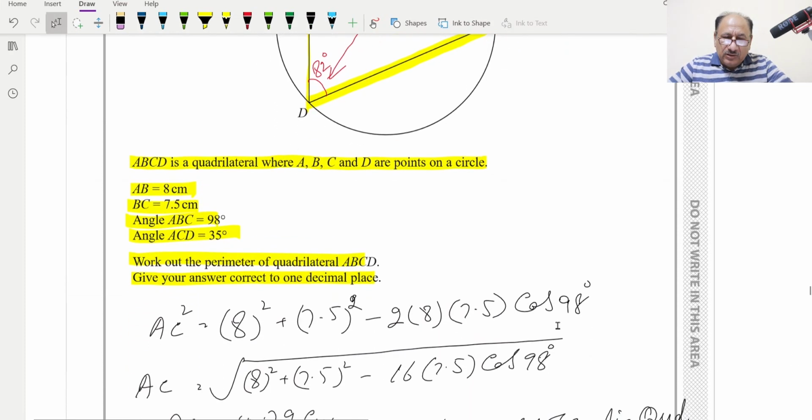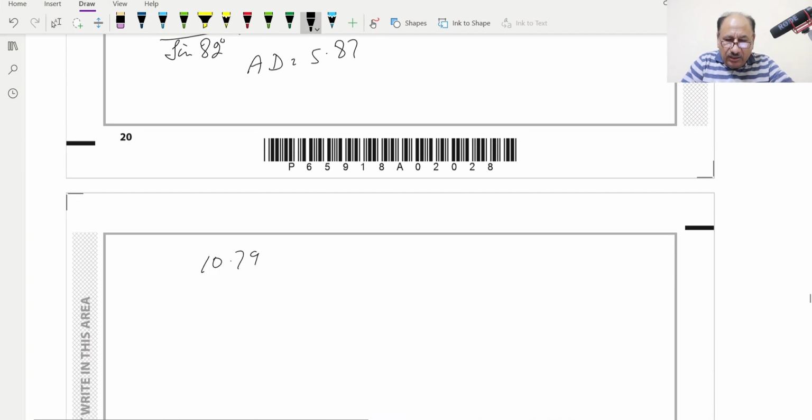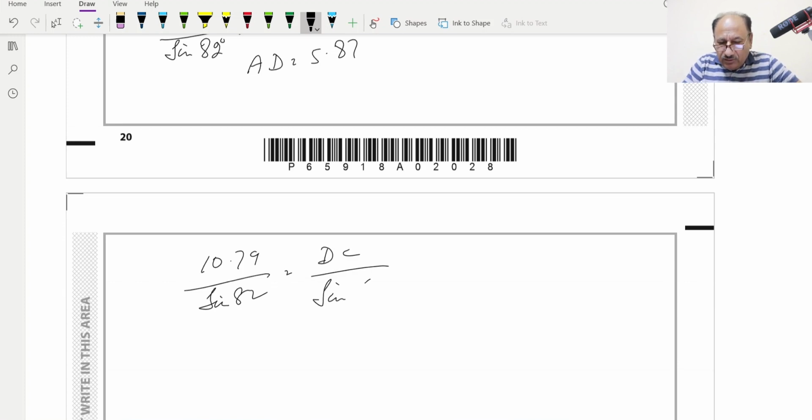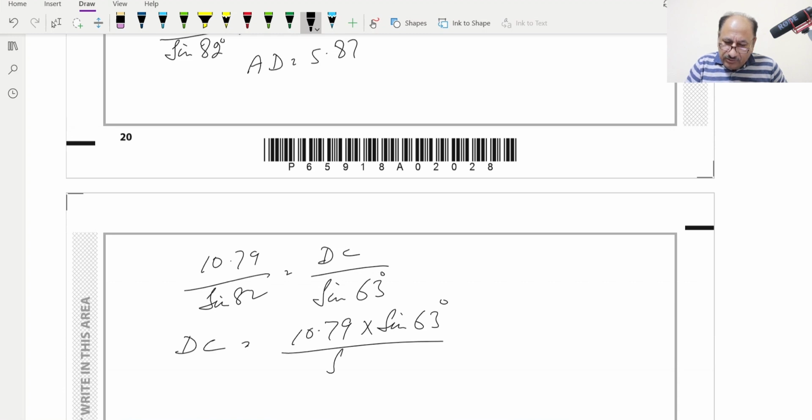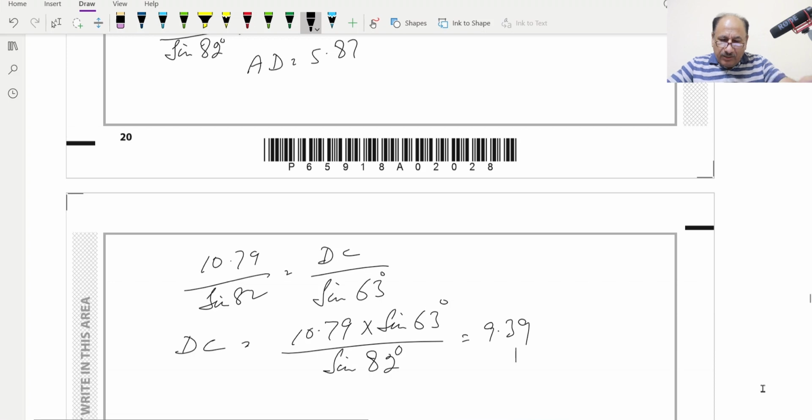Now we can apply this sine rule, and this will be 10.79 over sine of 82 is equal to DC over sine of 63 degrees, and we can calculate this: DC will be equal to 10.79 multiplied by sine of 63 degrees divided by sine of 82 degrees, and this will be equal to 9.39. This is equal to 9.39.